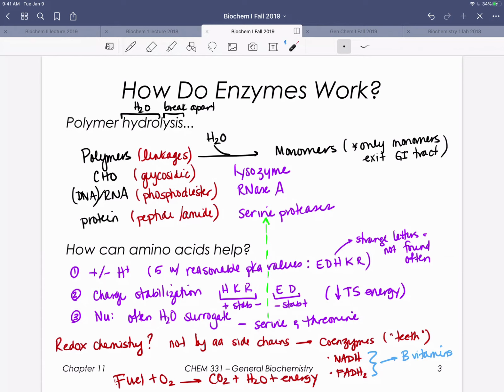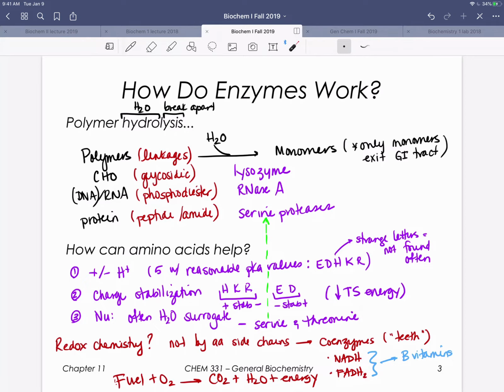Another way that amino acids can help is maybe they can act in a nucleophilic capacity. Maybe, if we're doing a lot of hydrolysis chemistry, they could act like they were water, like a hydroxide group. And serine and threonine are what are capable of doing that, right? Serine and threonine having hydroxyl groups. So just highlighting here, serine proteases are called serine proteases because we have a catalytically active serine in the enzyme active site that acts as a surrogate to water and actually does the initial chemistry on our substrate.